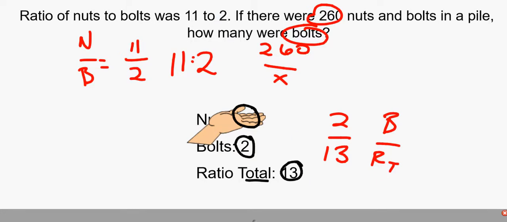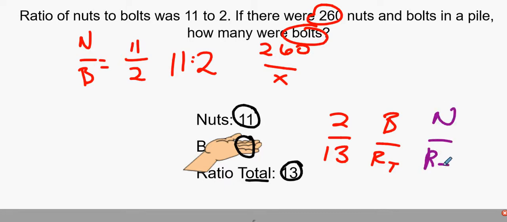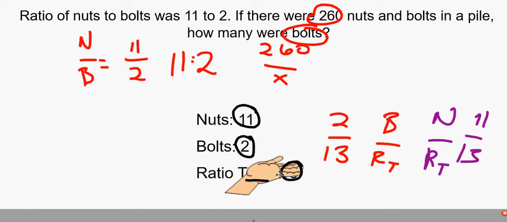How about cover up the bolts? Now I have 11 to 13. Keep the order the way they are. Keep the top where it is and the bottom where it is. Nuts to ratio total, which is 11 over 13. Finally, and you get the picture, what's the last one that we have not implied? The original one. Cover up the total and we're back to where we were.